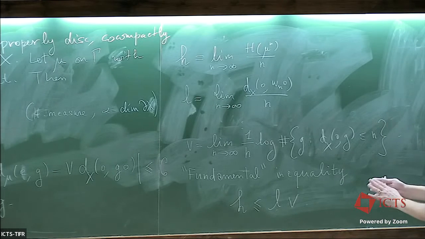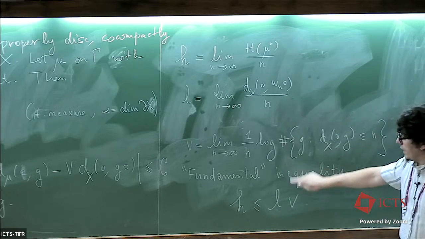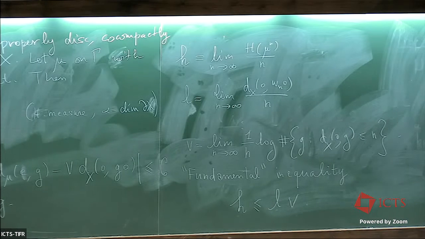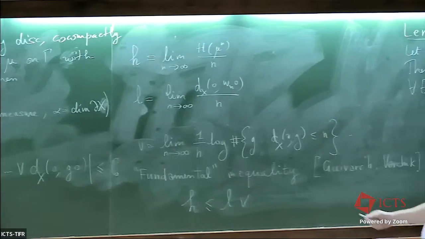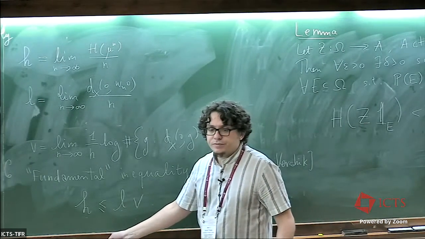So in fact, this is true for every action on any metric space. As long as these two things are finite, then you have this inequality. This inequality goes back to Ghosh, I think, and it was more popularized by Vershik, in the sense that he called it the fundamental inequality. And he started asking, in various settings, when this inequality could be an equality.